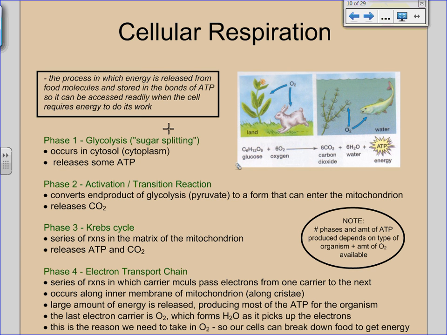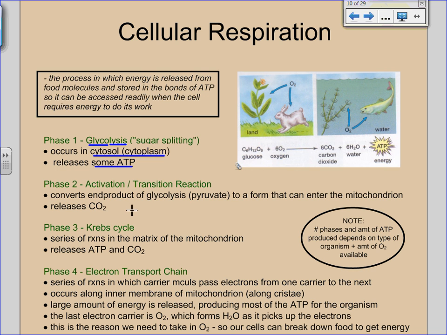For some organisms, they will only ever go through the first phase, which is glycolysis. But for those like us who undergo aerobic cell respiration, after glycolysis, we'll have 3 other phases. So the first phase, glycolysis, glyco stands for sugar, and lysis stands for splitting. So they're going to split glucose, the 6-carbon sugar, into 2 3-carbon sugars. It occurs in the cytosol, in cytoplasm, and it releases a very small amount of ATP, usually 2 ATP.